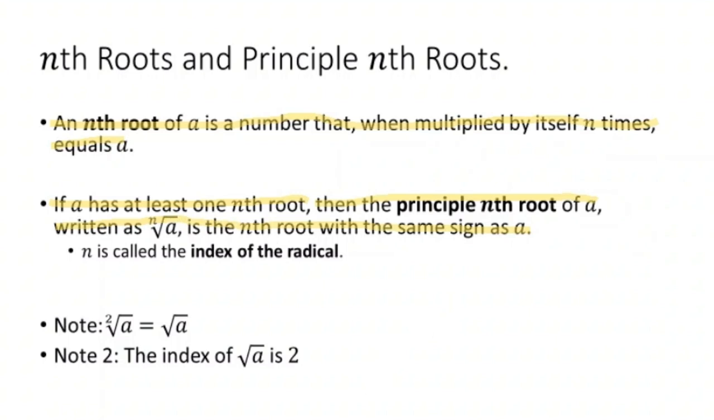Now, the value of n, which we have on the little hook of the radical, we call the index of the radical. When it comes to square roots, what we would call second roots, we assume the index is 2, but because we work with square roots so often, we don't write the 2. It's just assumed to be there. So the index of all square roots is 2.